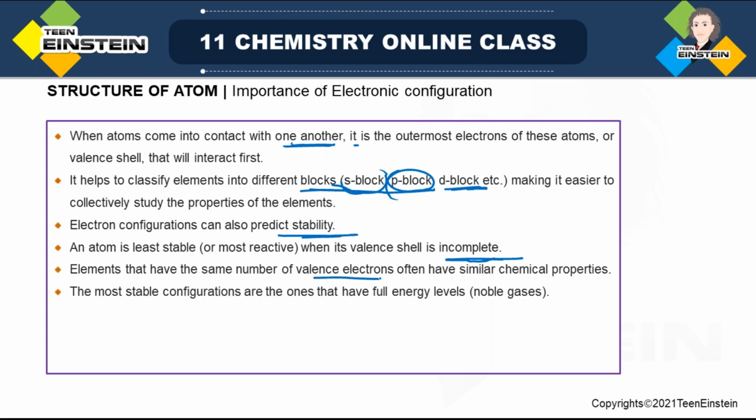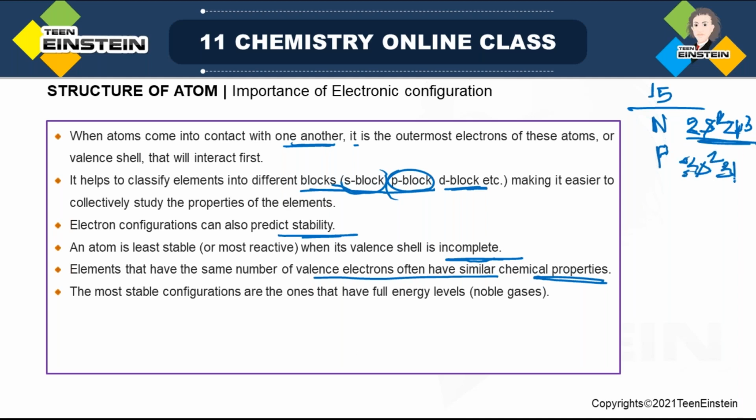Elements that have the same number of valence electrons have similar chemical properties. When valence electrons are the same, basically they belong to the same group, because you can find some similarity in their chemical properties. For example, nitrogen's outermost electronic configuration is 2s2 2p3, and it is in group number 15. In the same group, the next element is phosphorus. For phosphorus, the valence electrons must also be 5. So for nitrogen it is 2s2 2p3, and for phosphorus it has to be 3s2 3p3.